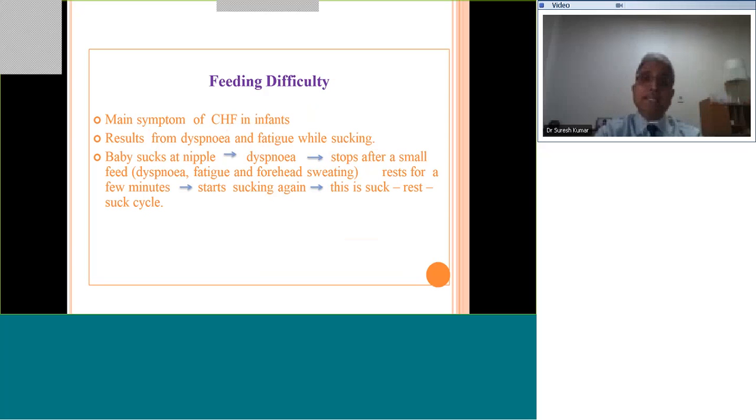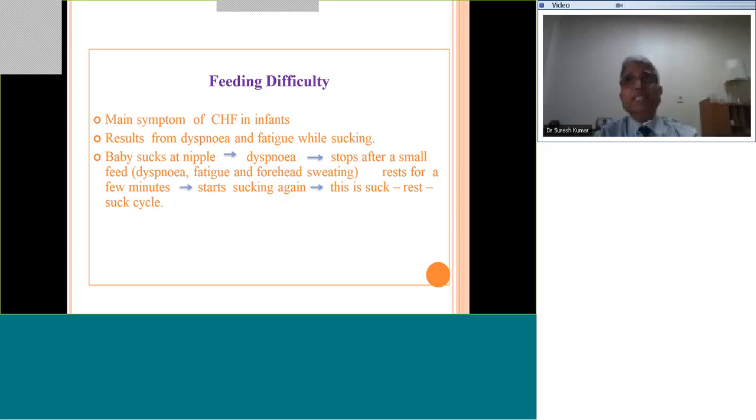We move to another symptom, feeding difficulty. It is the main symptom of heart failure in infants. You need to elicit from the mother what would be described as a suck, rest, suck cycle. This results from dyspnea and fatigue when the baby sucks. When the baby sucks at the nipple, the baby becomes breathless, and it would stop after a small feed. During this break, you can observe the baby to be dyspneic, tired, and sweating on the forehead.